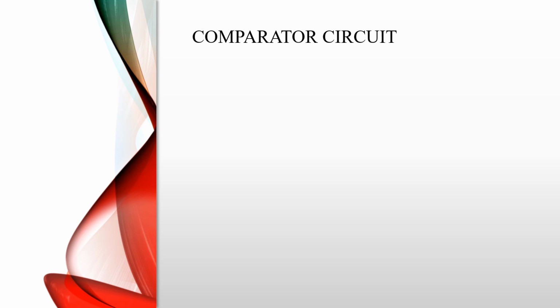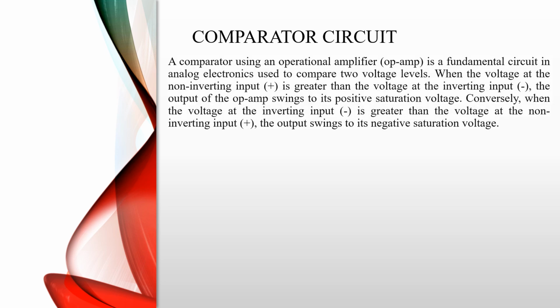A comparator using an operational amplifier is a fundamental circuit in analog electronics which is used to compare two voltage levels. When the voltage at the non-inverting, that means positive terminal, is greater than the voltage at the inverting input, that means the negative terminal, the output of the op-amp swings to its positive saturation voltage.